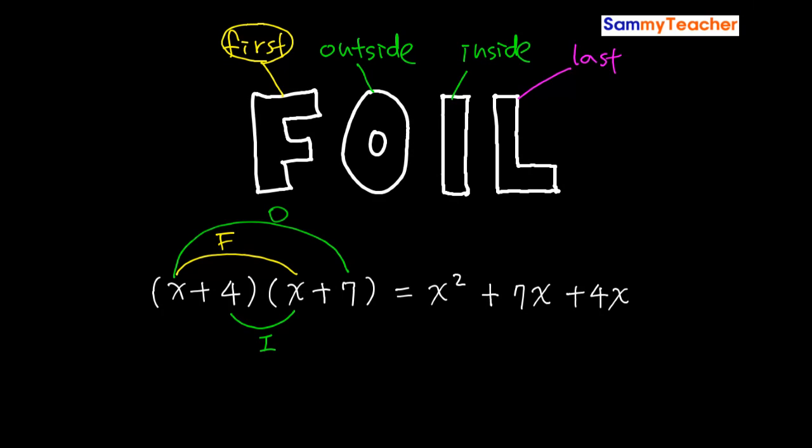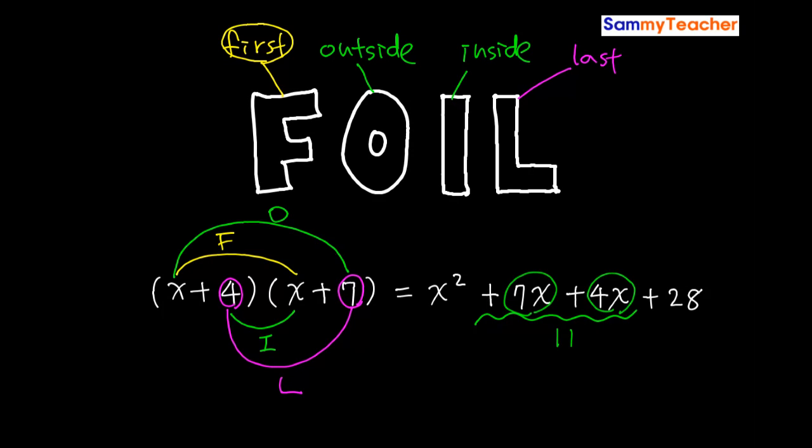And finally, we multiply the last term of each binomial. So when we multiply the last terms of each binomial, 4 times 7 is 28. And we see that these two terms are like terms. So 7x and 4x add up to 11x together. It's the same thing as saying when you have 7 apples and 4 apples, they add up to 11 apples altogether. So we can rewrite this expression as x squared plus 11x plus 28.